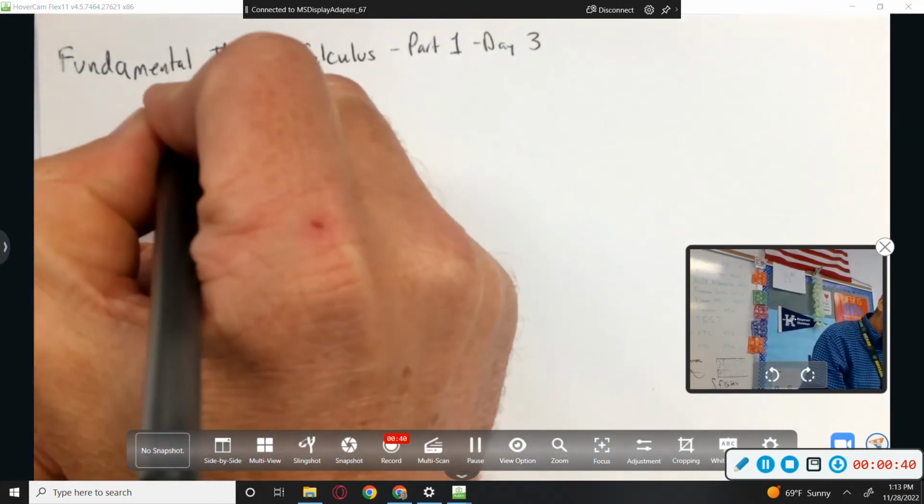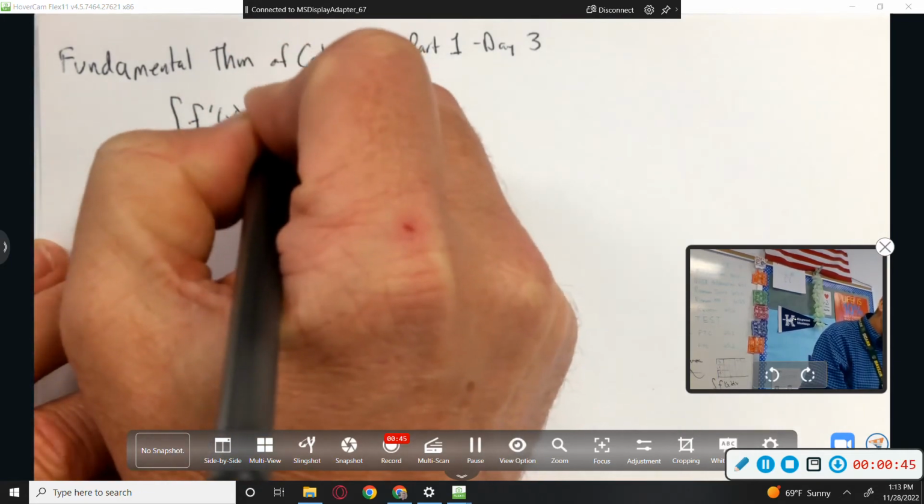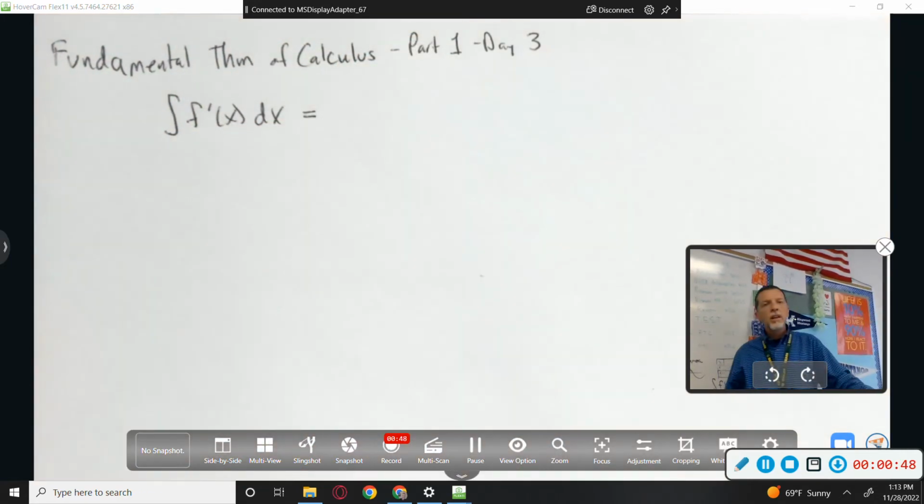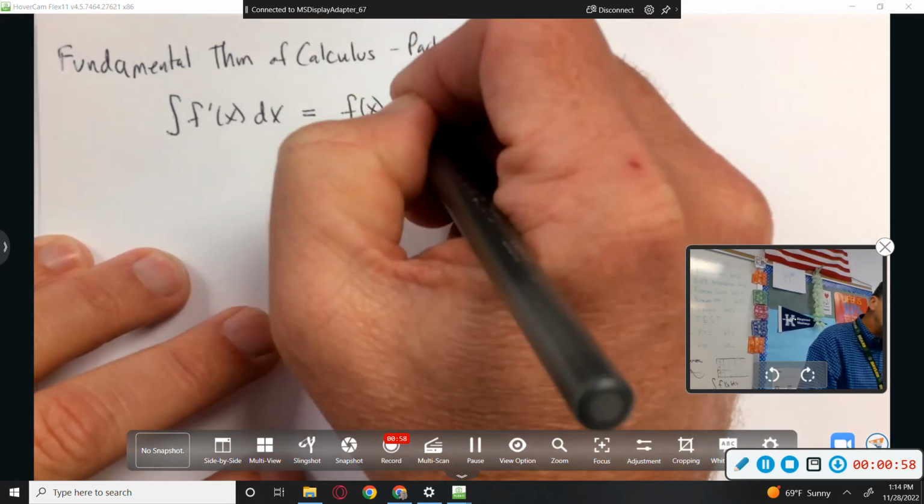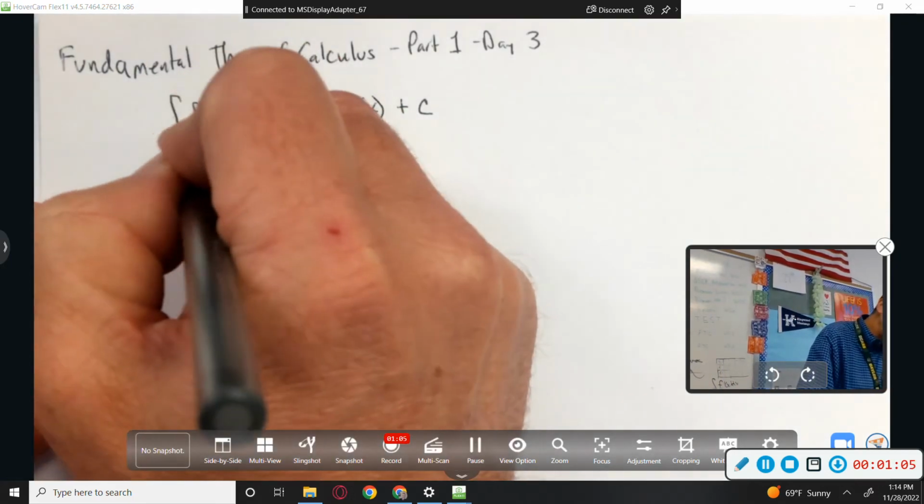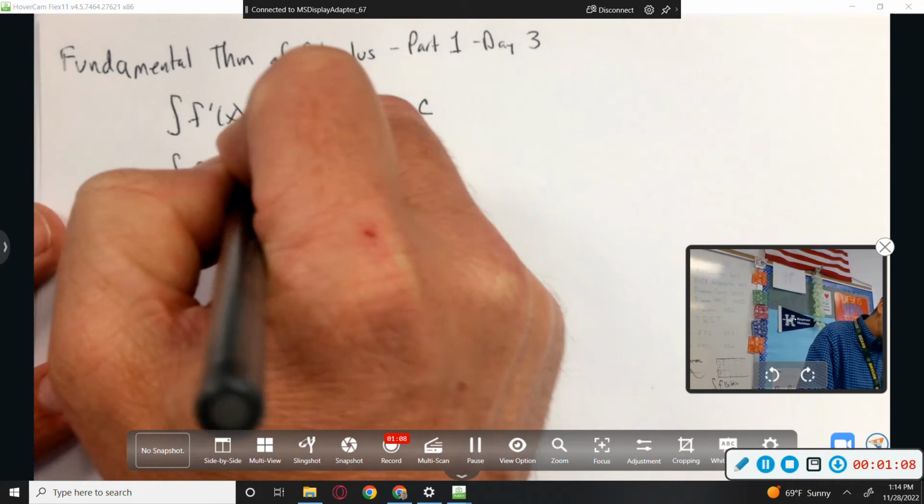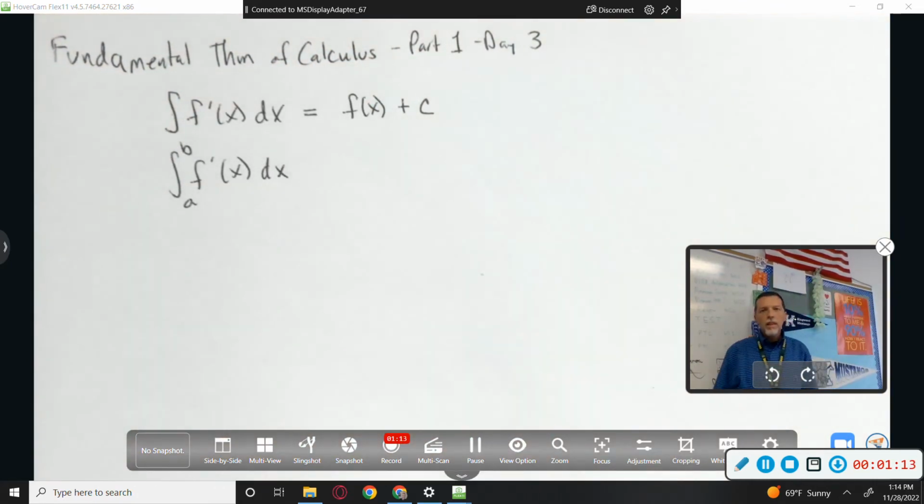But basically, the fundamental theorem of calculus part 1 is the integral of a derivative. Well, you tell me, what's the integral of a derivative? Plus c. Right. The antiderivative of the derivative cancel each other out, but you need to include plus c, unless there are limits on there. So let's say from a to b. The antiderivative from a to b of the derivative.